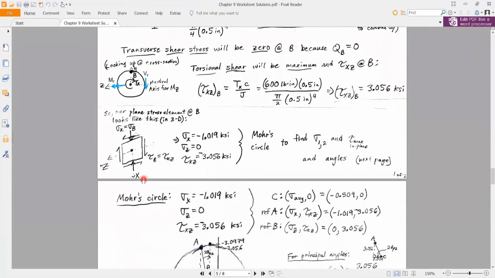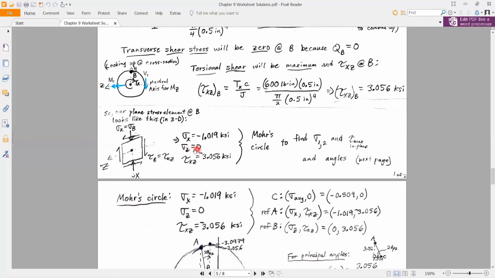So here I drew our x-axis in line with what we had up here. So it's going down here. And I just labeled it sigma x is equal to sigma b there. It's compressive, 1.019 ksi. No normal stress in the other direction. As is typical for all of our combined loading problems in this class, you're only ever going to have a normal stress in one direction at a point.